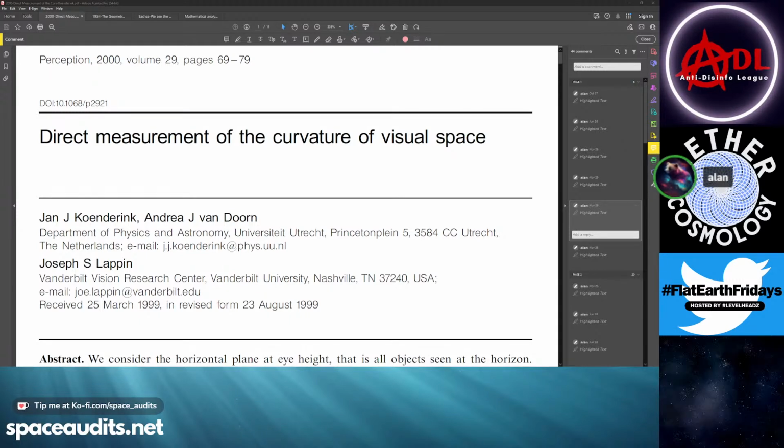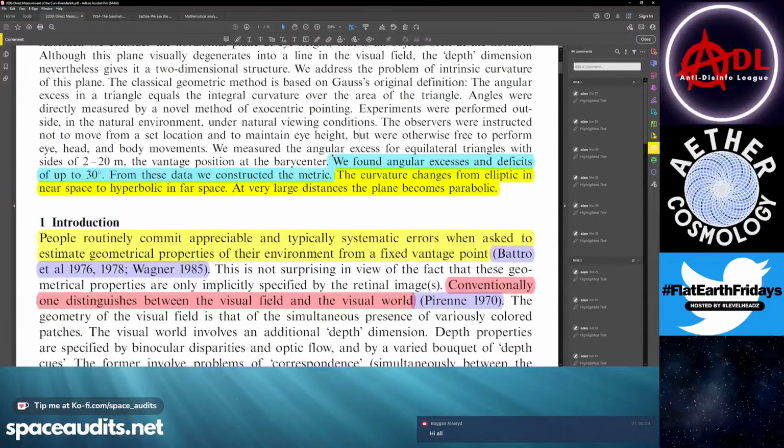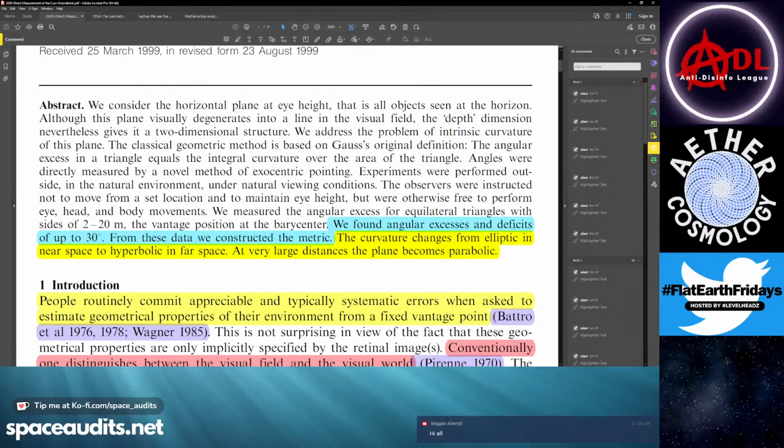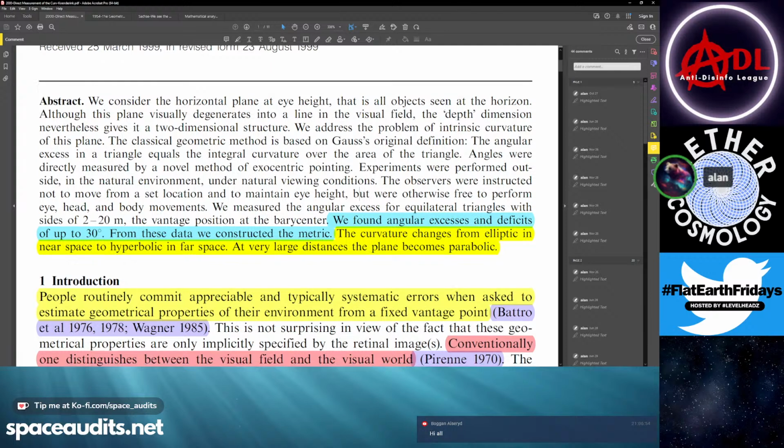So this is going to go over an experiment of measuring curved visual space. This is a direct measurement of the curvature of visual space. Sounds very interesting. I wonder what that means. You guys see that? Okay.